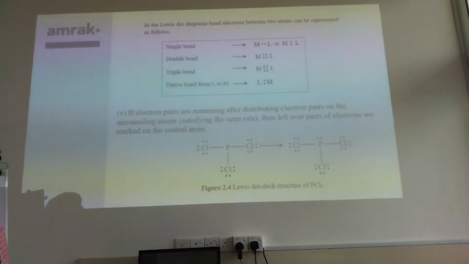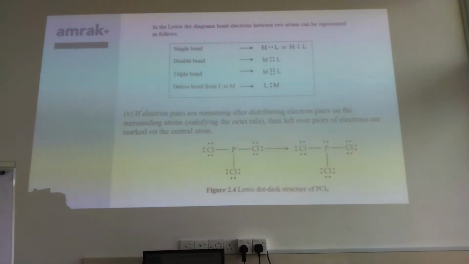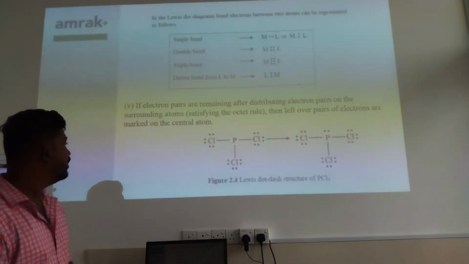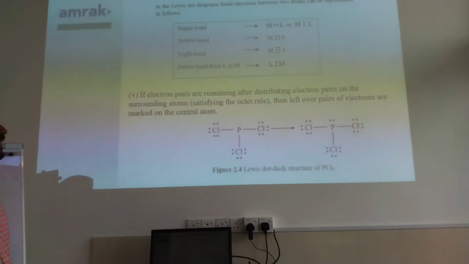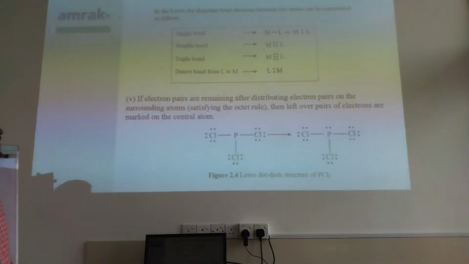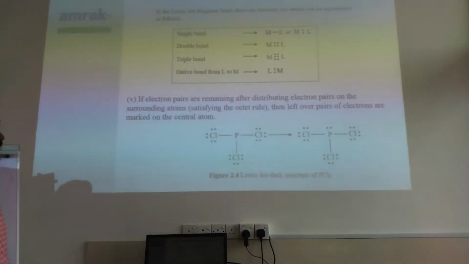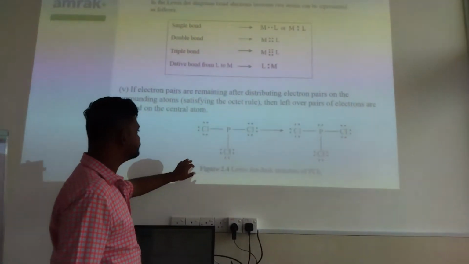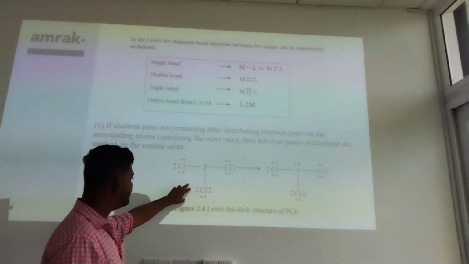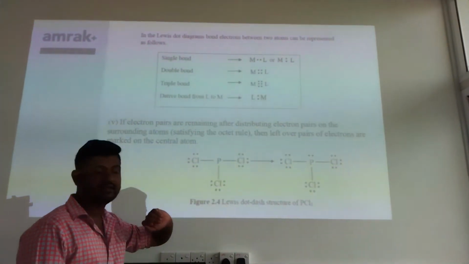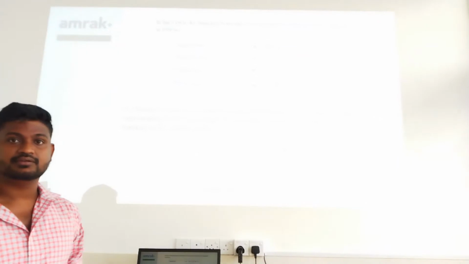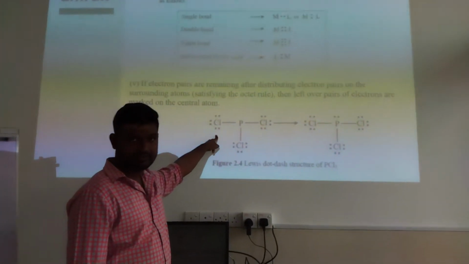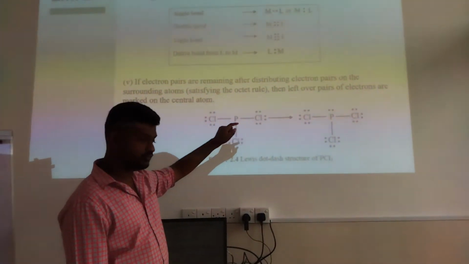So if electron pairs are remaining after distributing electron pairs on the surrounding atoms satisfying the octet rule, then leftover pairs of electrons are marked on the central atom. Got it? Now, if you take PCl3, how many electrons are there in phosphorus? 5, right? So chlorine 7. There are 3 chlorines. I'll draw it and show.